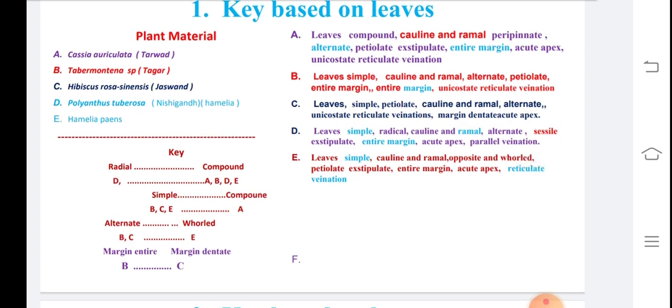Then again B, C, E is divided into alternate and whorled. B and C show alternate leaves, and E material shows whorled leaves, in Hamelia. And the last, B and C, is again divided into margin entire and margin dentate. In C material, hibiscus, the margin is dentate, and in B material, Tabernaemontana, the margin is entire.